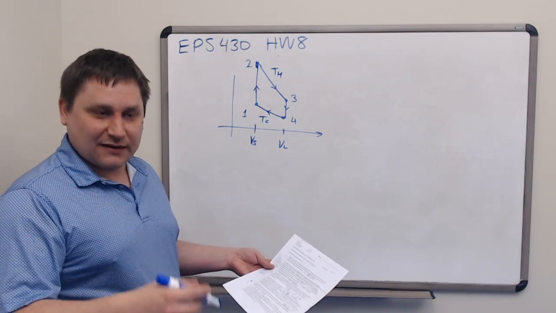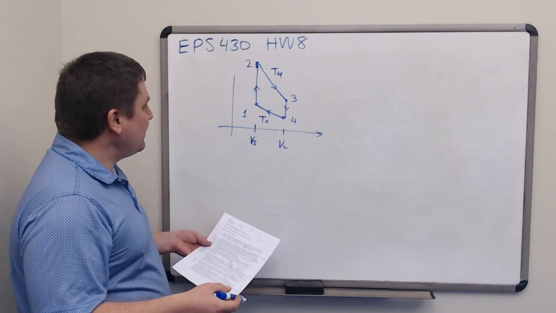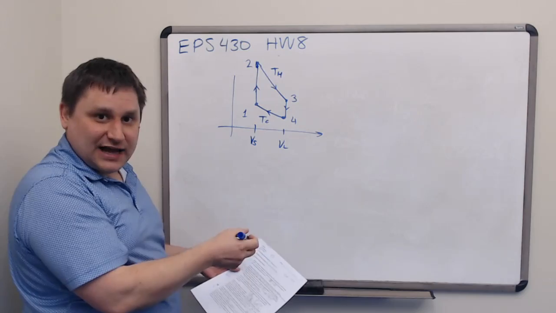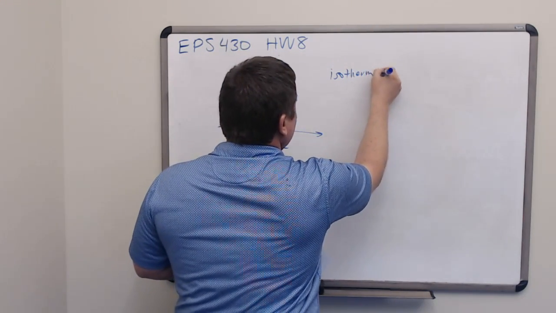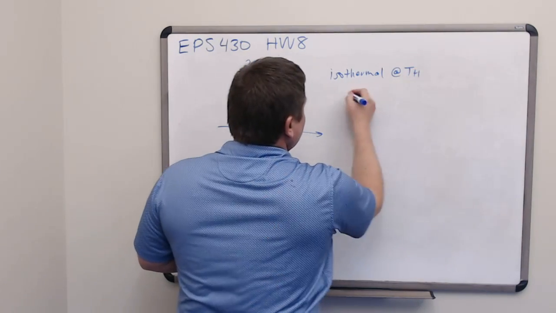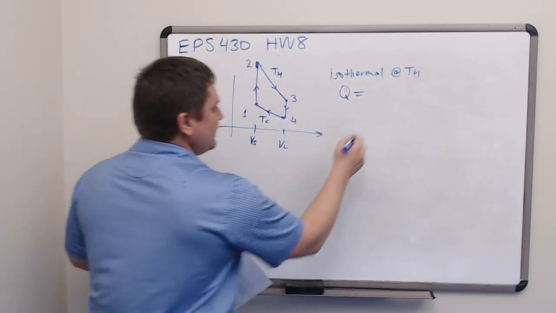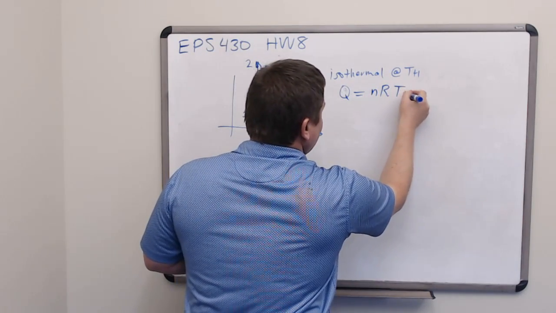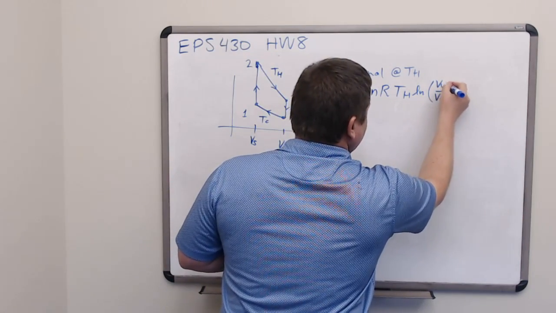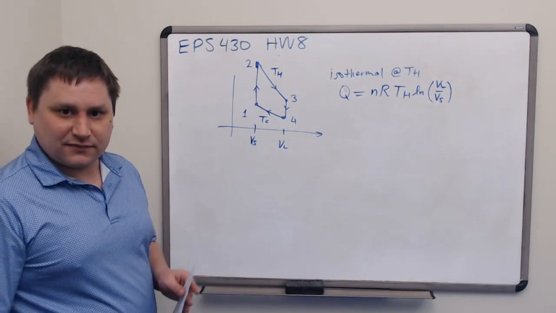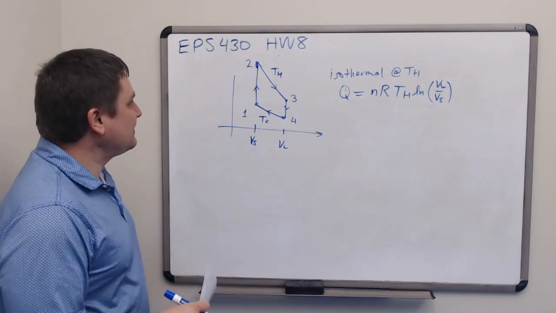It's going to be in one of your tables. You go to the table, you look for heat. It's an isothermal step at TH. So if we have isothermal at TH, then the Q value, which always represents a Q absorbed, is going to be nRTH times the log of the final volume over the initial volume, right? So that's just a given that we've talked about isothermal expansions quite a few times in the past. That's for 2 to 3.